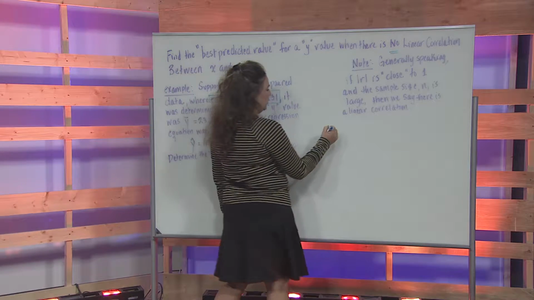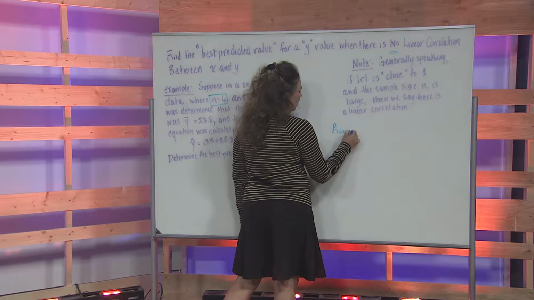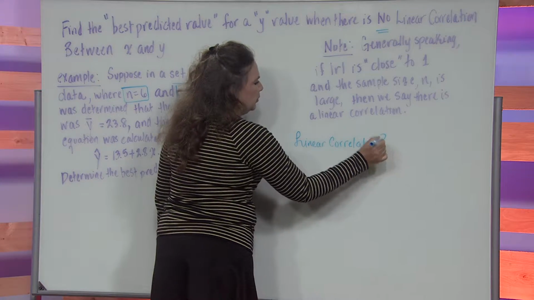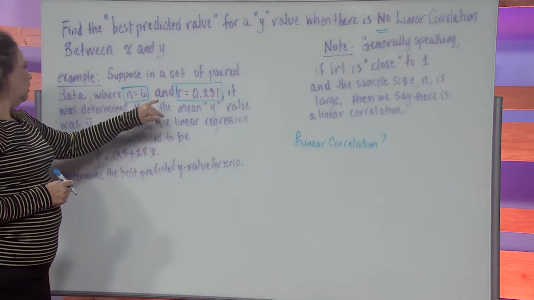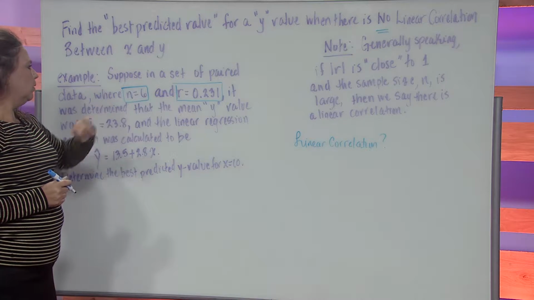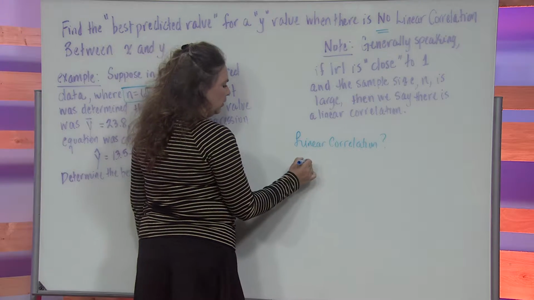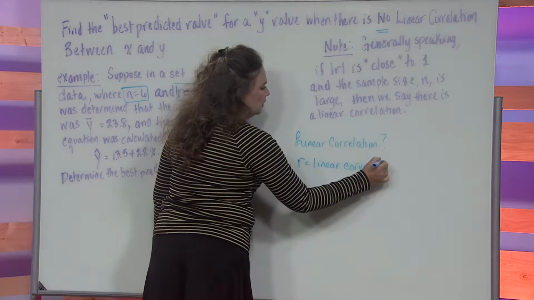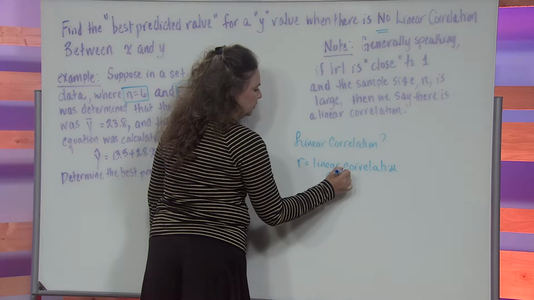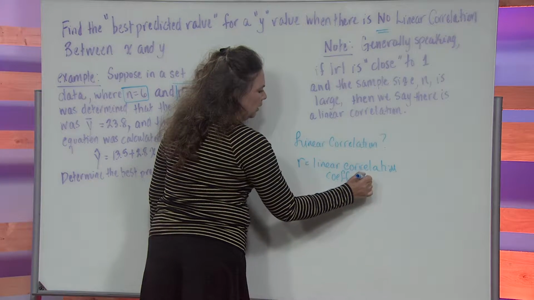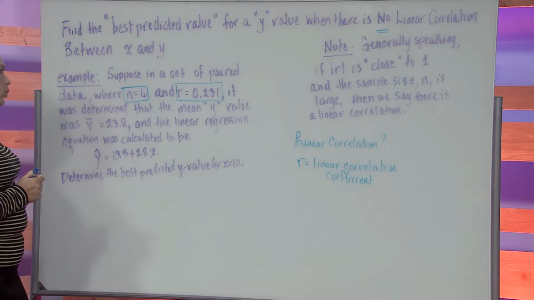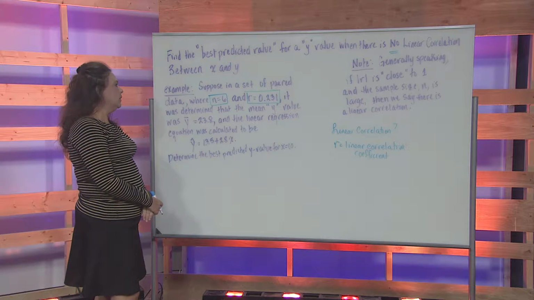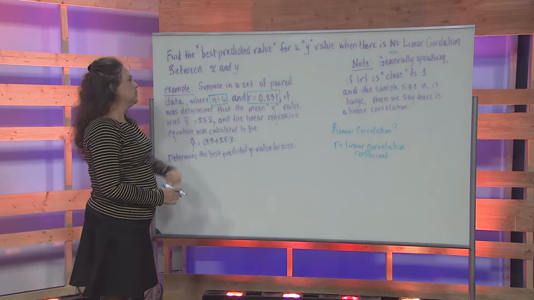So one thing we want to know is, is there a linear correlation between this paired data? We're not actually given the data, but we are given r. And let's recall that r is the linear correlation coefficient. So we can use that to help us determine whether or not there's a linear correlation between the set of paired data. And we're also given that the sample size, the number of pairs of data here, is n equal to 6, which is a pretty small sample.